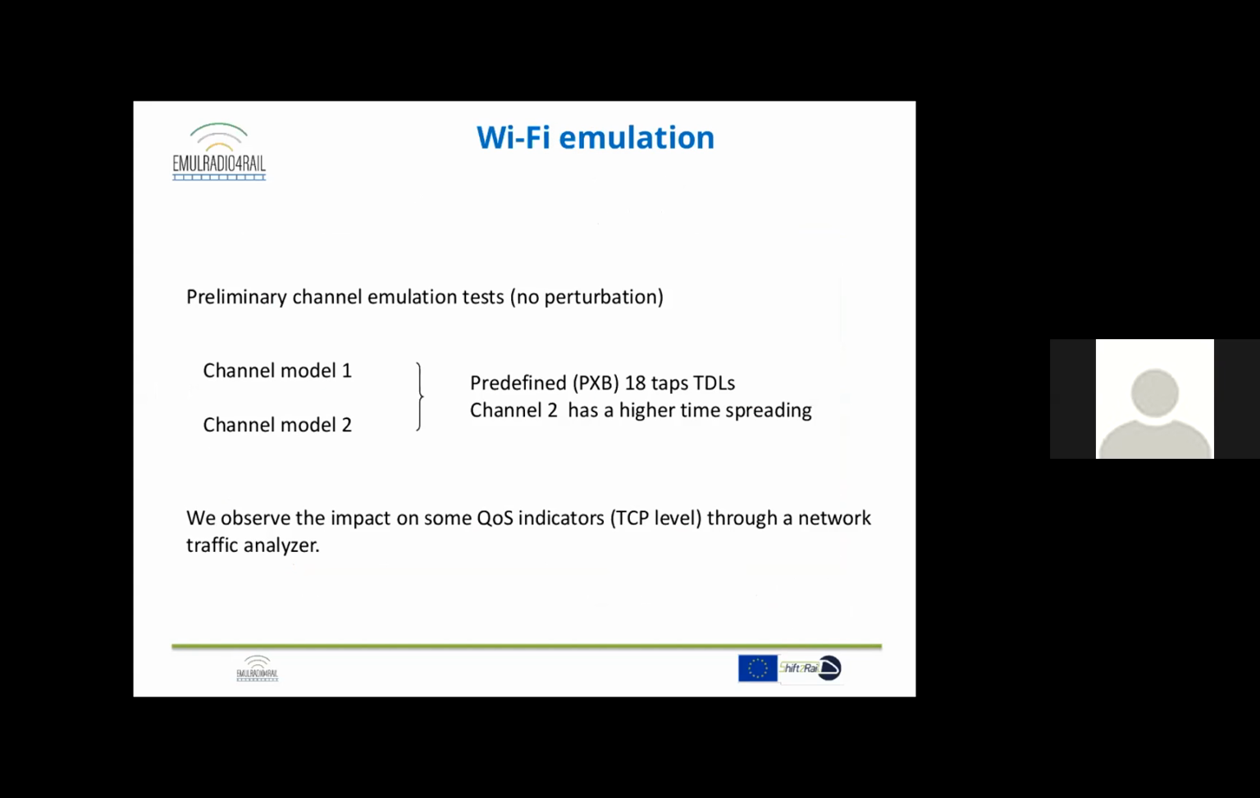For the Wi-Fi emulations, at first we did some preliminary channel emulations. These preliminary emulations are done using two different channel models, where the second channel has a higher time spreading. After that, we observe the KPI indicators at the higher IP level.